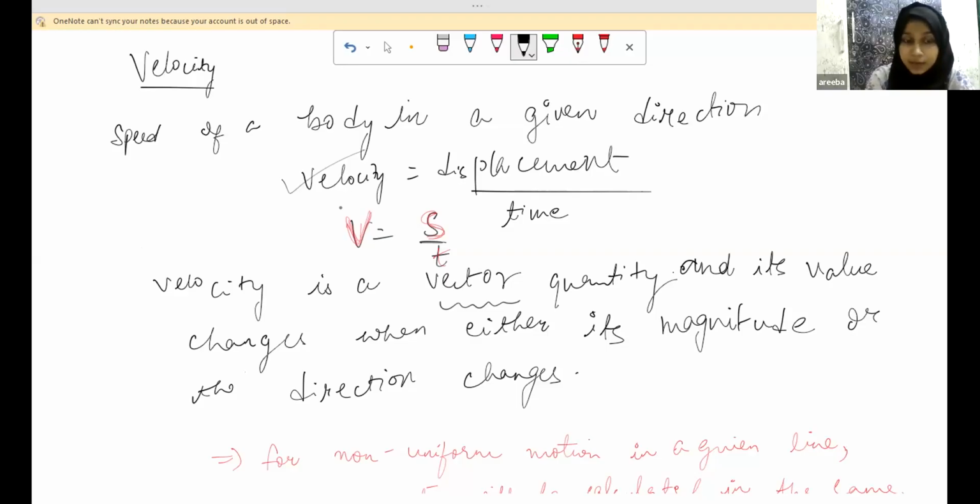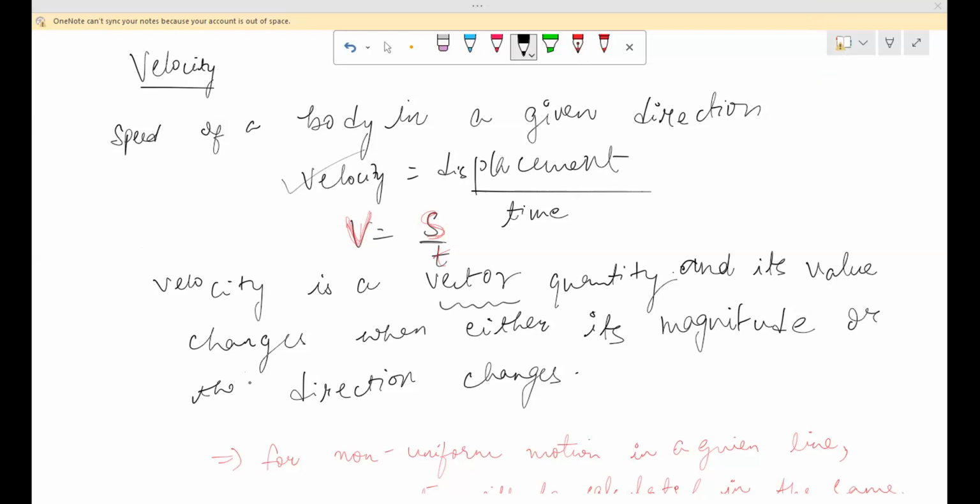Again, the symbols are the same. V is denoting speed also and velocity also. S is denoting distance as well and displacement as well. S is not denoting speed. Always remember this. Okay? Okay, ma'am. Write this and do let me know when to scroll. Okay.